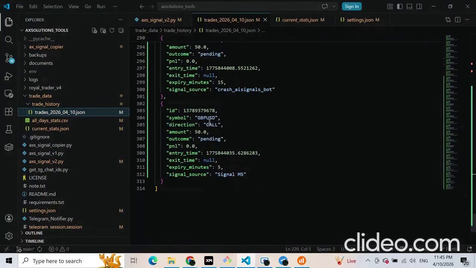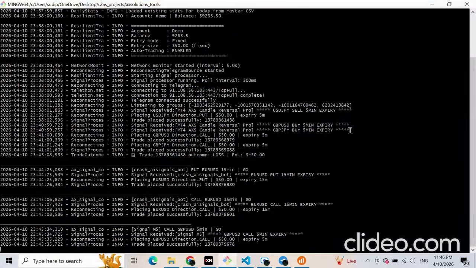Here you can see GBP USD call pending because this is currently active and the signal source is signal M5, right? So it's perfectly listening to signals from a particular Telegram group and immediately executing in IQ Option, right? Now let's forward the signals from MT4 and see if it's working the same as Telegram signals or not.